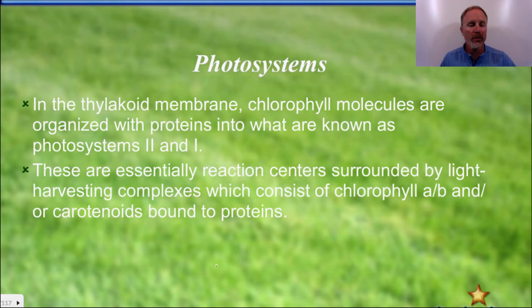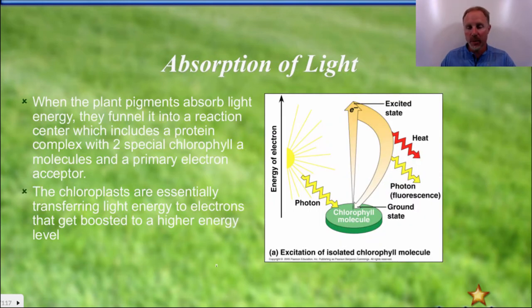Now, as far as the photosystems are concerned, in the thylakoid membrane, this is where the chlorophyll molecules are organized into their respective photosystems, and this is what's going to allow photosynthesis to take place. You've got these reaction centers surrounded by chlorophyll molecules, carotenoids, and different types of proteins. Once light energy is absorbed, we excite an electron up to an electron acceptor, and then it's going to move down the electron transport chain.